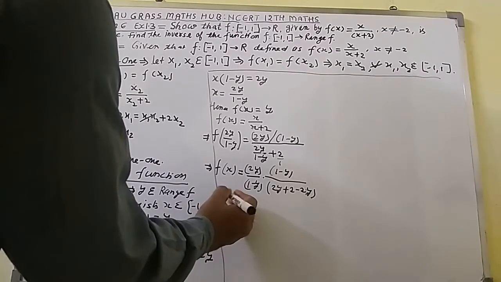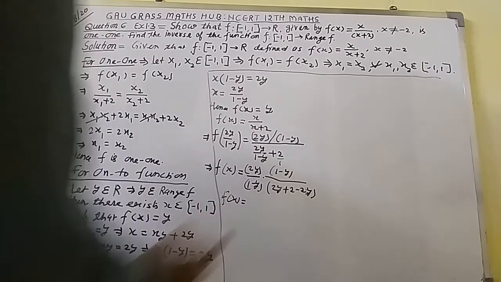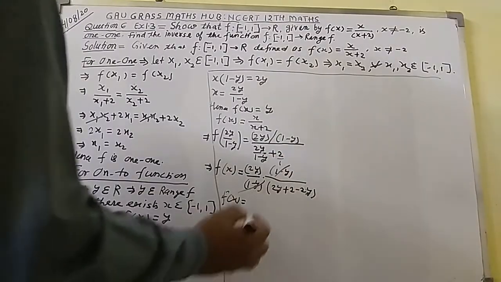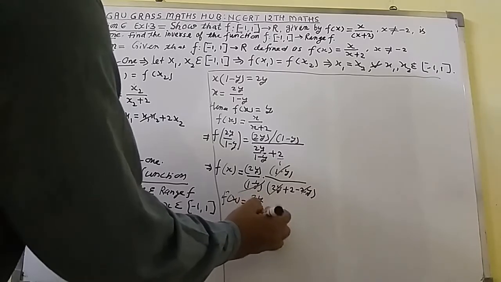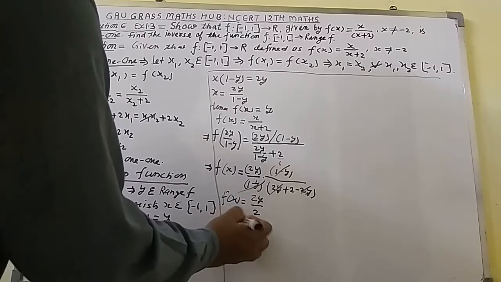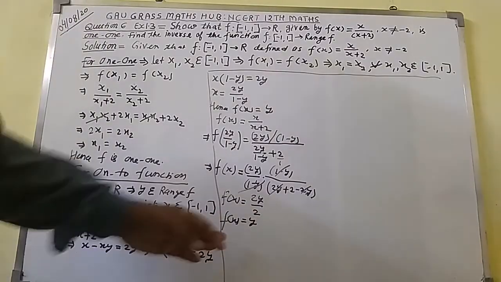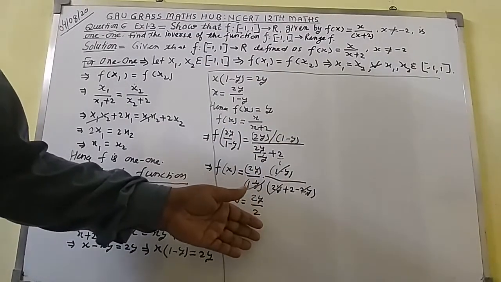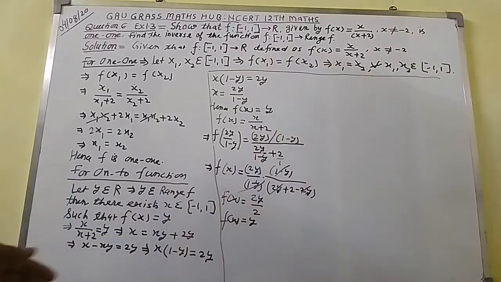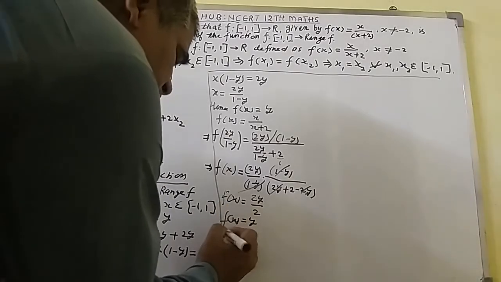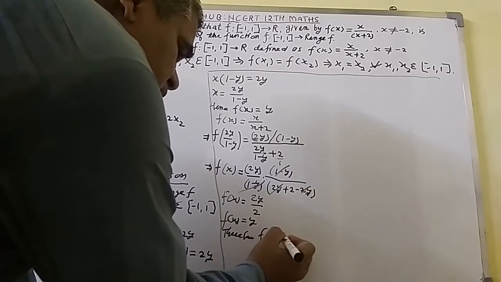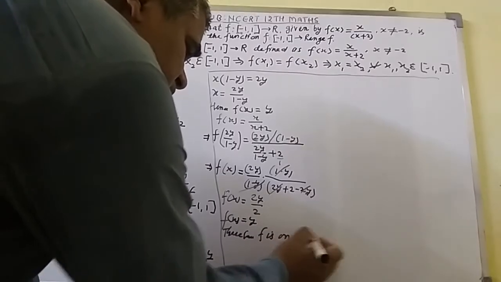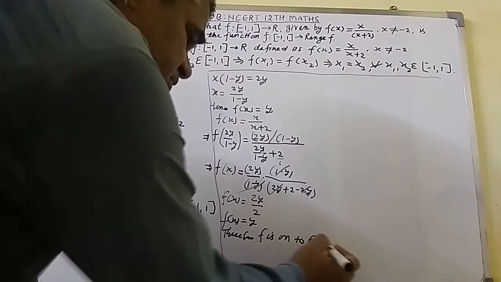So do the operation here. f(x) is equal to, you will get this one cancelled out, and again this one will cancel out. Here you will get 2y over 2. So f(x) is equal to y. So by going through all these processes, I have got finally f(x) equal to y. This means that hence, therefore, f is onto function.